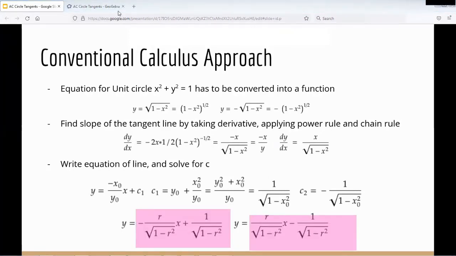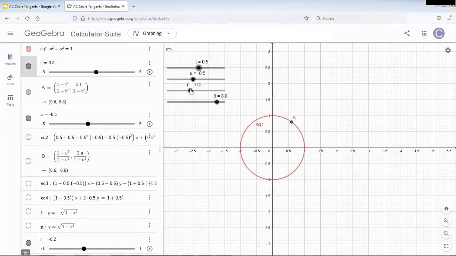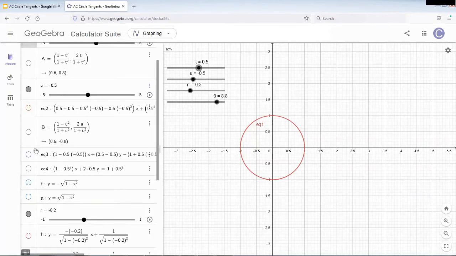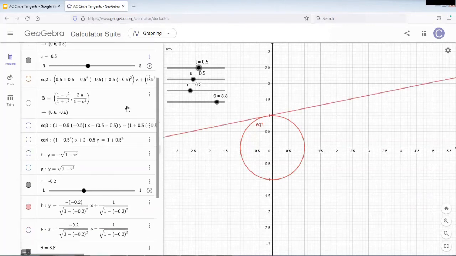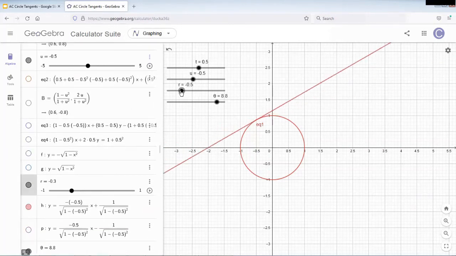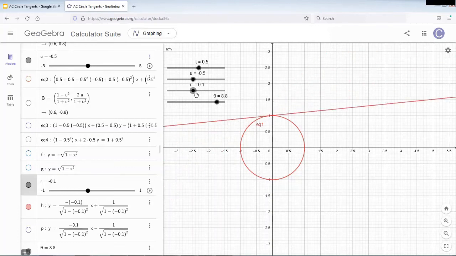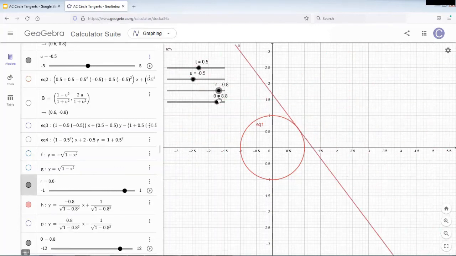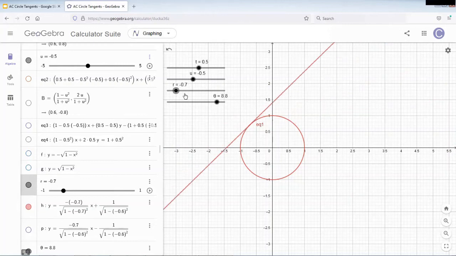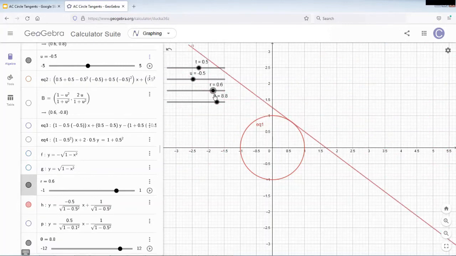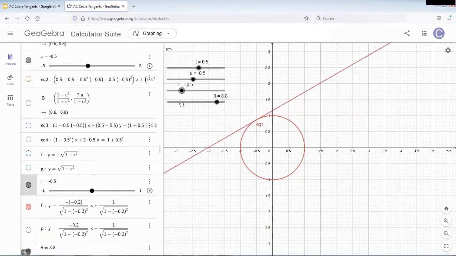Okay, so I've put that here in GeoGebra under the parameter R now. That's not the one I want. Let's see, where is it? Okay, so as I vary R, we get these tangent lines. You notice R has to be between -1 and 1. This is undefined outside of that range, because you end up taking a square root of a negative.